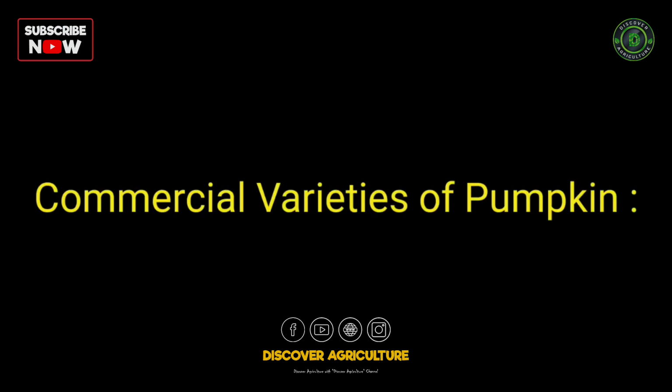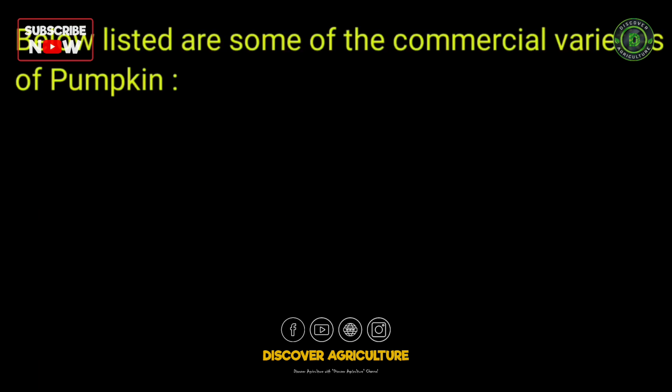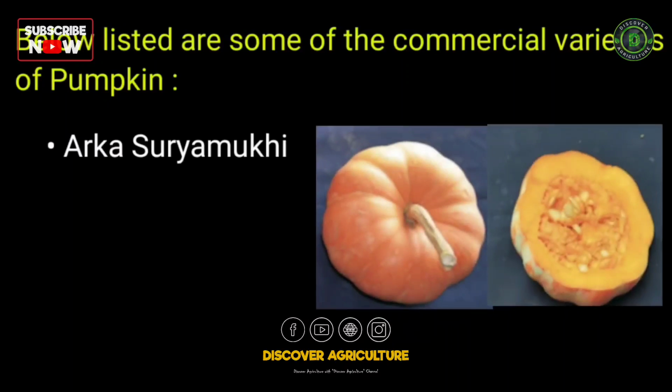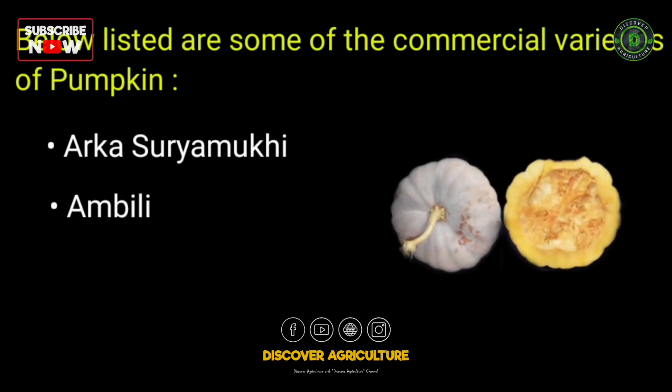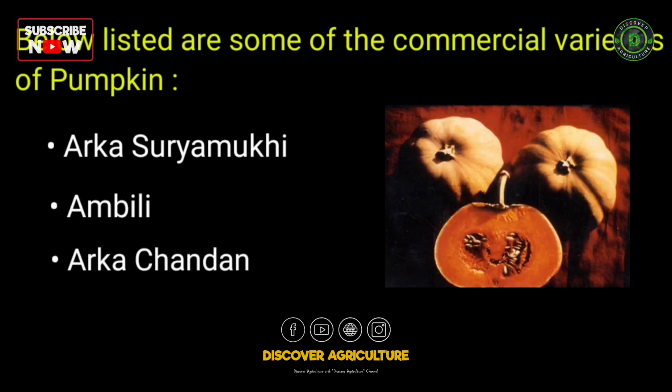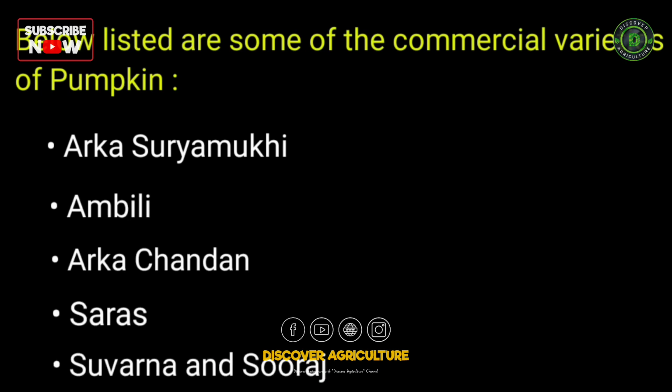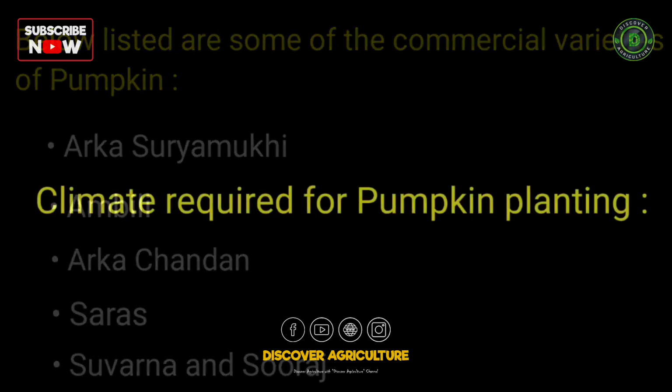Commercial varieties of pumpkin. Below listed are some of the commercial varieties of pumpkin. Arka Suryamukhi, Ambili, Arka Chandan, Saras, Suvarna and Suraj.